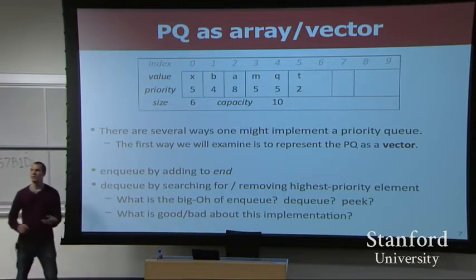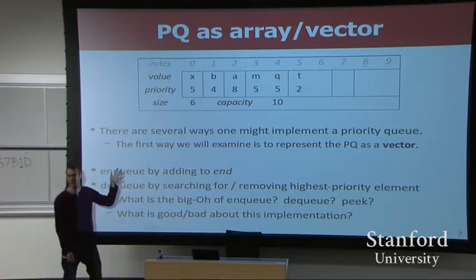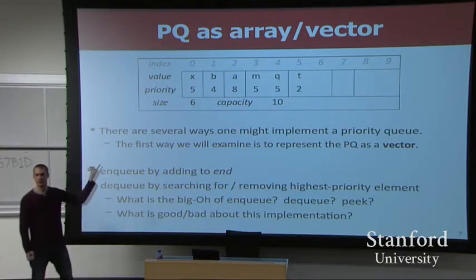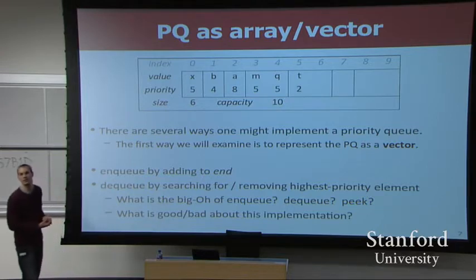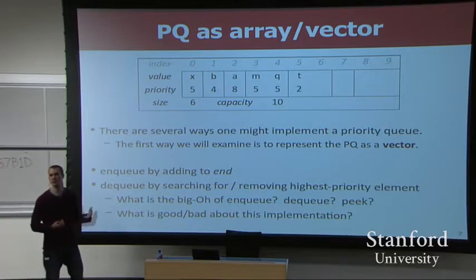OK. Well, tell me, just as an implementer, if I need to be able to add things and then pull things out that have the highest priority, how long does it take for me to add something if I use this kind of representation? Big O of what? Big O of 1, it doesn't take very long. I just put it at the end. It takes a constant amount of time, because I'm not storing them in any particular order, other than order of insertion.